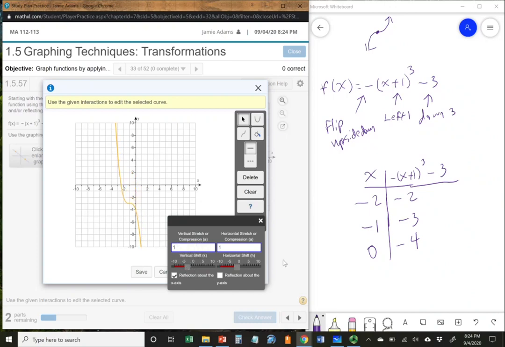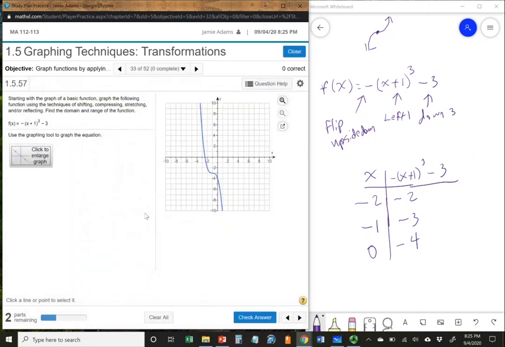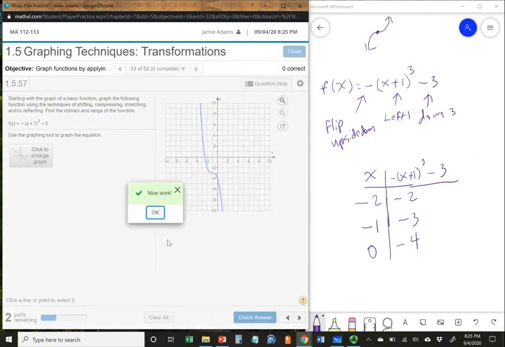And notice that if we wanted to check against what we've already found, the point negative 2, negative 2 does appear on the graph. So does the point negative 1, negative 3. So does the point 0, negative 4. And so we have actually graphed this function. We save it, and we're good.